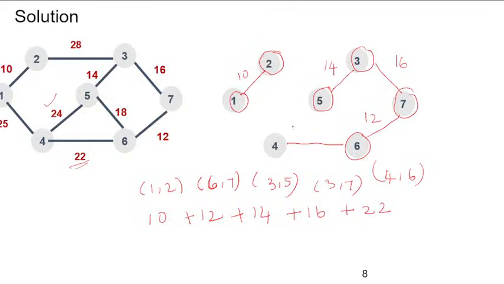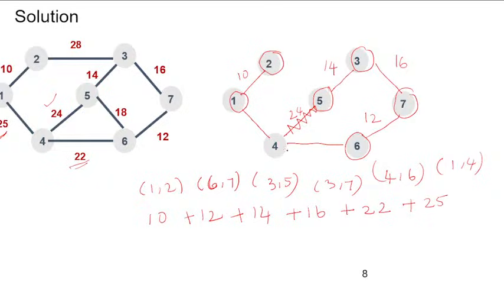And after this 22, the next one is 24. If I select this 24, what happens? It forms a cycle. See, 4 to 5, 5 to 3, 3 to 7, 7 to 6, then 6 to 4. So it forms a cycle. So you should not select this one. Since it forms a loop, don't select this edge. So after 24, the next minimum is 25. 25 here. What's the number? 1, 4 or 4, 1. So the cost is 25. Okay, 25. This one.